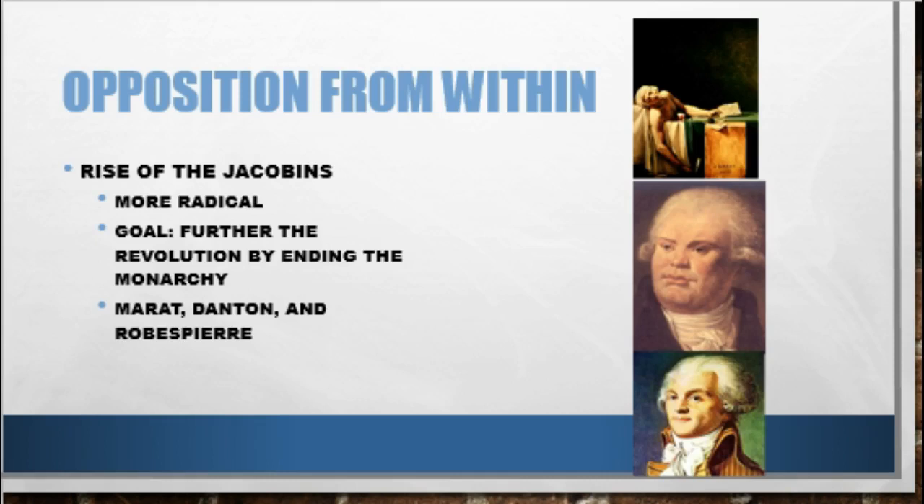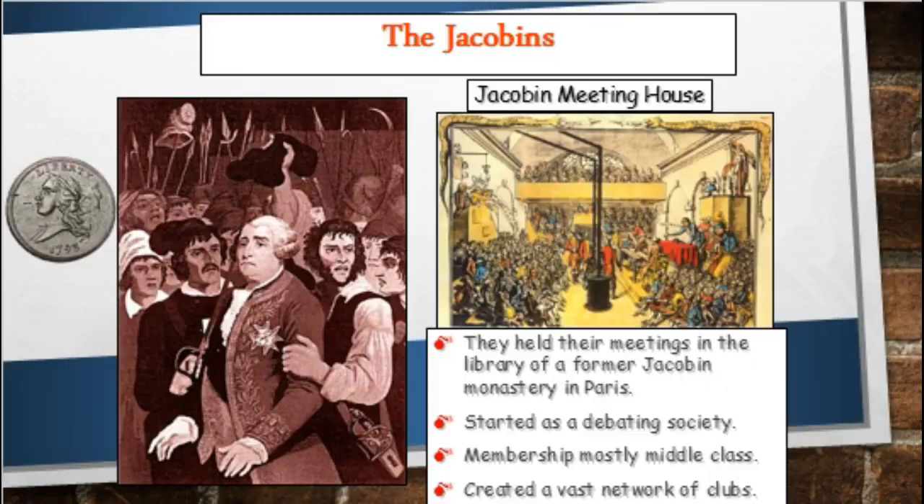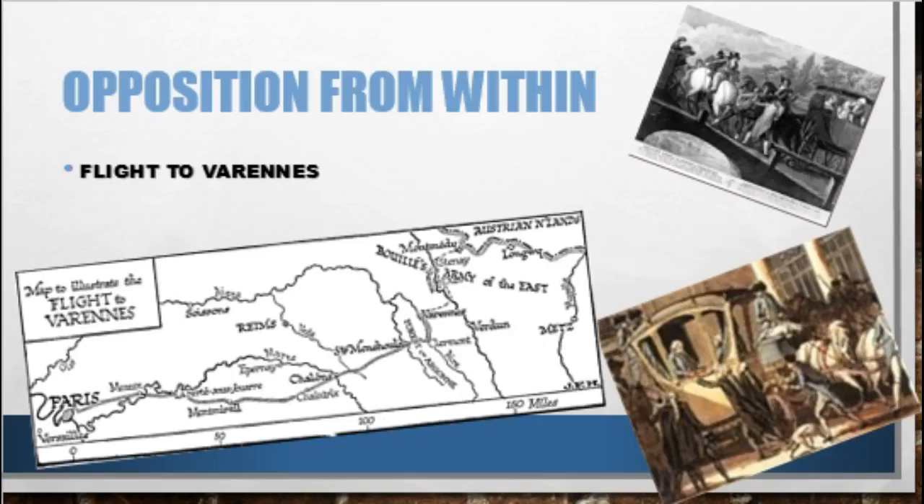They formed the core of this famous radical group called the Jacobins, and this group wanted to end the monarchy and extend the revolution. Here you see a picture of the Jacobin meeting house. They held this in the former Jacobin monastery in Paris, and they started this debating society, again mostly members of the middle class. They wanted to get rid of the monarchy, and soon, stay tuned, that will happen. So opposition from within continued.